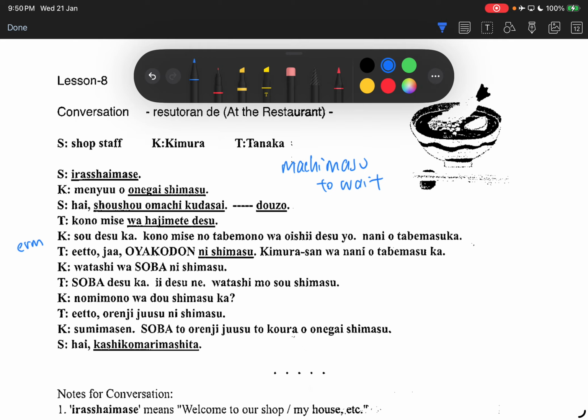So wakarimashita is like polite. Kashikomarimasu is honorific level. It's like one level higher. Usually it's service standard. They have to say this kind of thing. Service level. You didn't say it before, right?